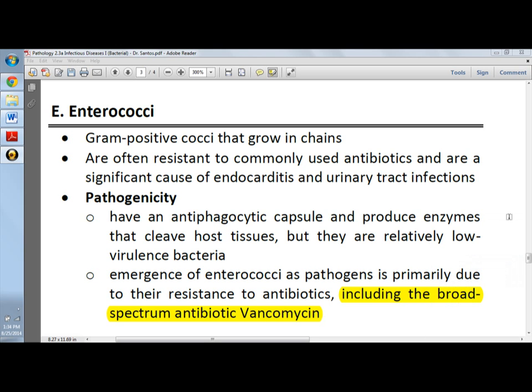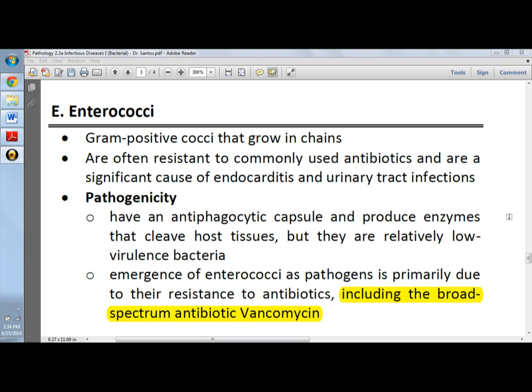Enterococci species are gram-positive cocci that grow in chains, and they are the commonly encountered cocci that cause endocarditis and urinary tract infection.